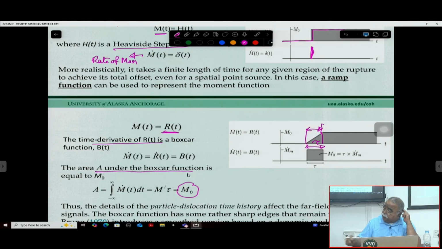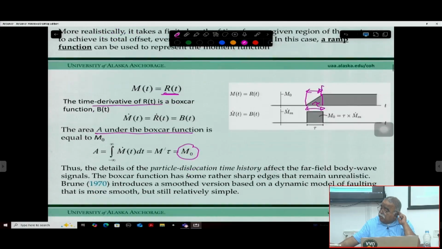So this is the particle dislocation theory. That's your M0 value, and we will be seeing how this M0 will create the time history at the recording site. Okay. Thank you.